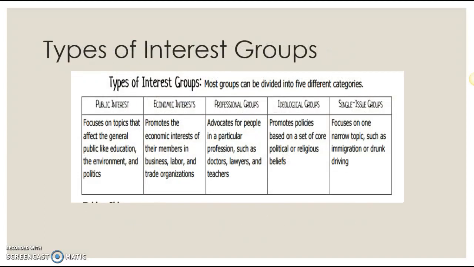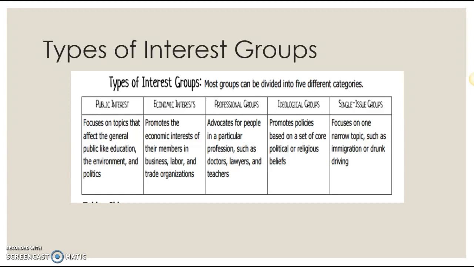There are many types of interest groups out there, and most groups can be divided into 5 categories. The first category being public interest, and these interest groups are focused on topics that affect the general public, like education, the environment, and politics.